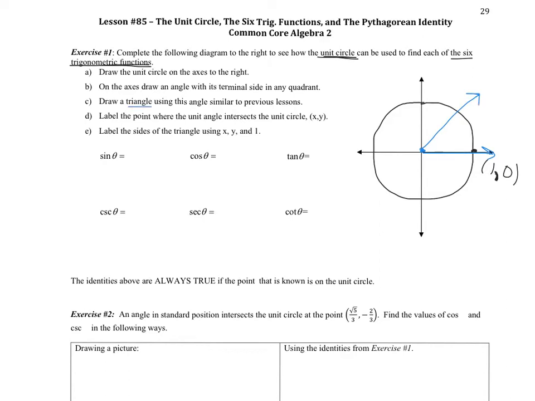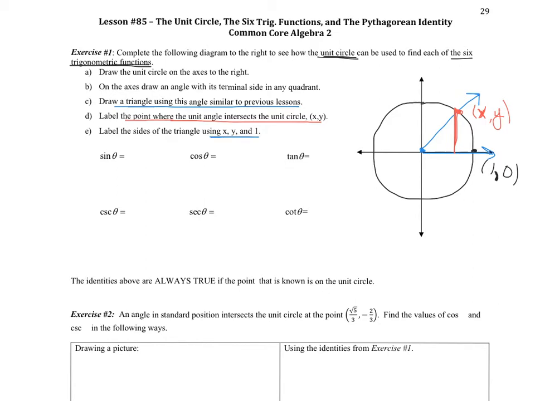So now it says draw a triangle using this angle similar to the previous lessons. So that means I'm going to take the point that intersects the unit circle and draw a line straight down to the x-axis. We're going to label the point where the angle intersects the unit circle, and that should just say angle, not unit angle there. So that's x, y.